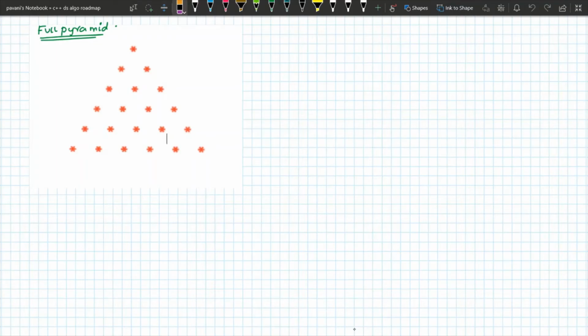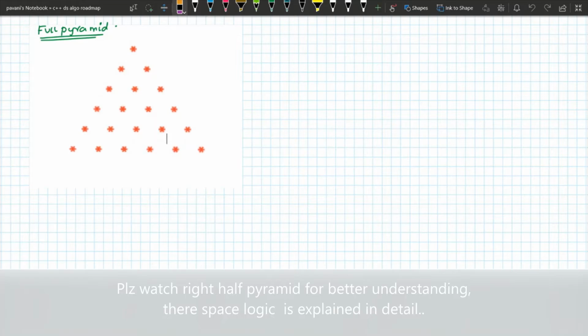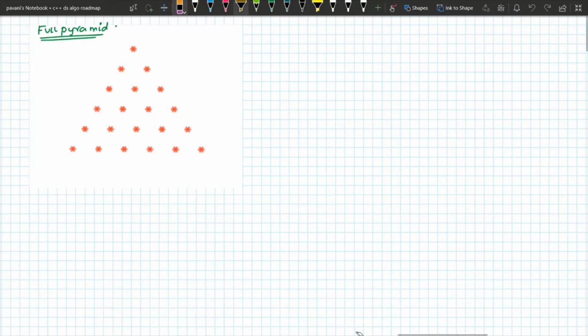Hi guys, and now we'll look at the full pyramid pattern. This is somewhat interesting and involves a bit of a thinking process, but it's a good problem. Now see here, there are spaces, right? Treat this like a right pyramid, and then we'll do some modifications.